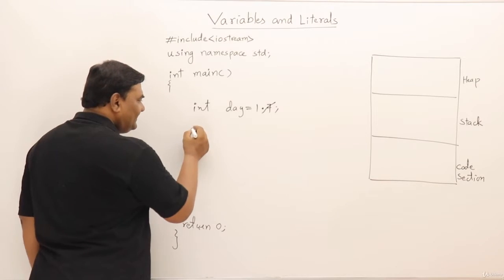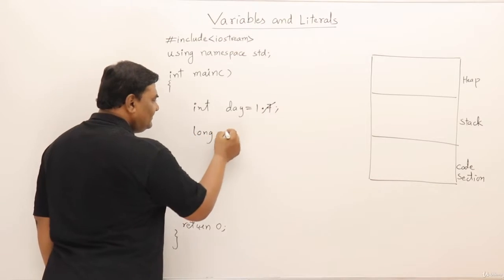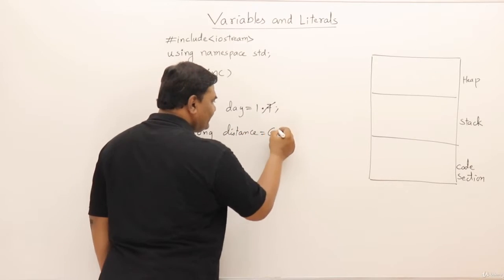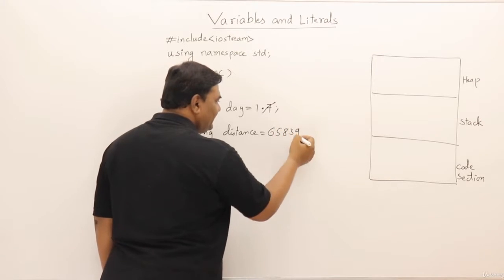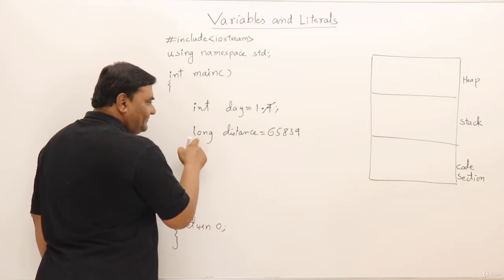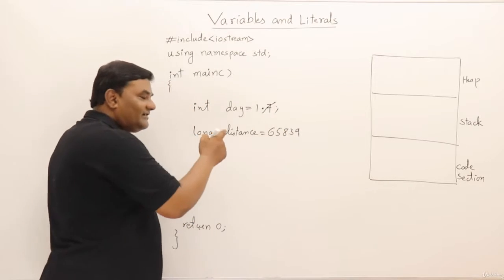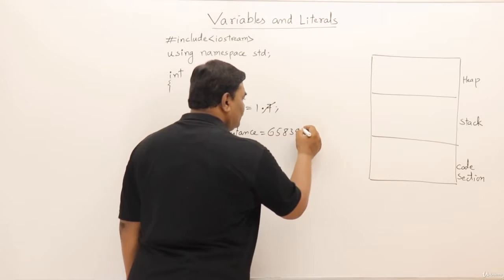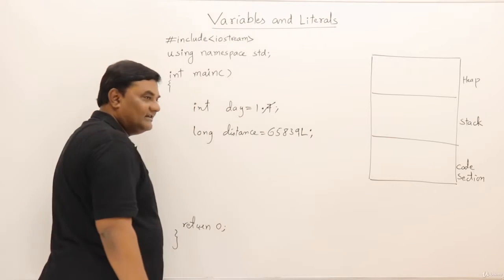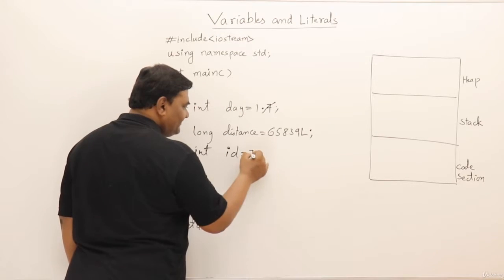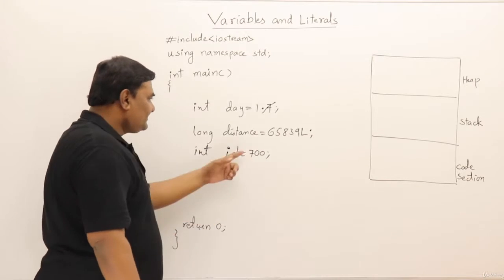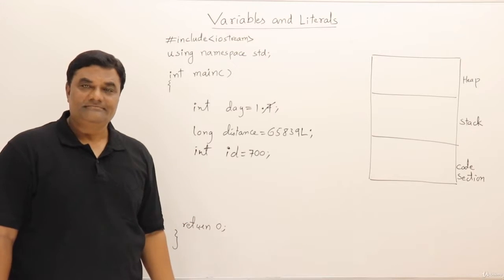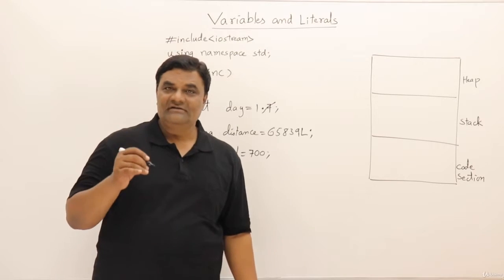Next, if I am declaring a long type of variable, long distance, and here I have to assign some value, 65839. Suppose this is a bigger value. The variable type is long, but what is the literal type? The literal is an integer only, but to make that literal also long, I should suffix it with L. So if you write it plainly, this will be an integer value. With L, this will be a long value. So long literals are followed by L. This was about integer literal.